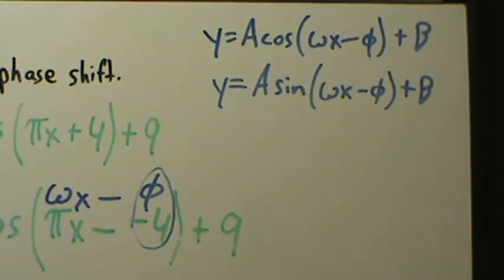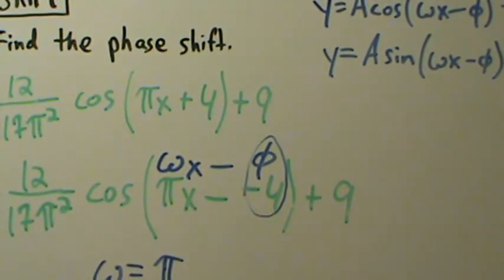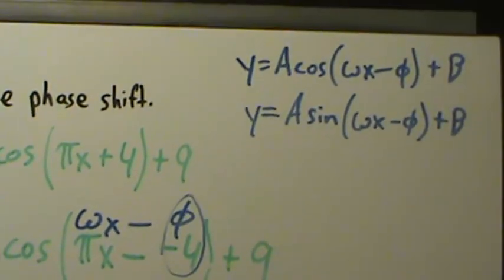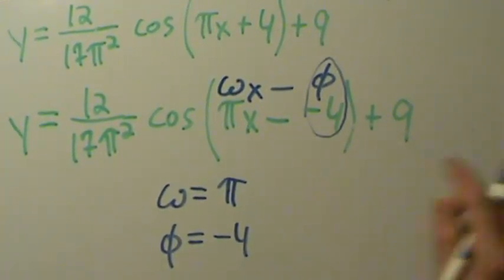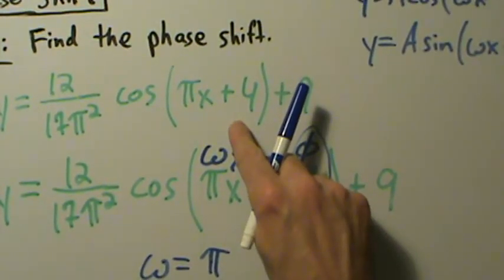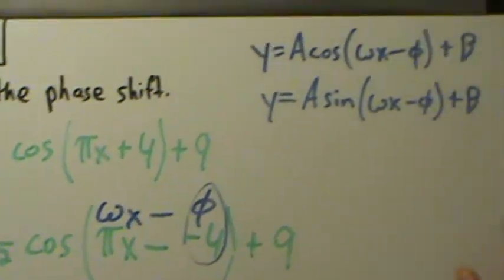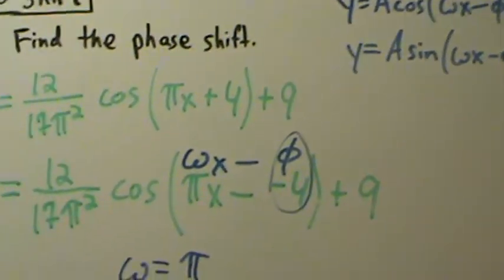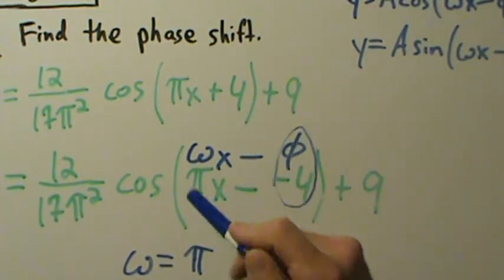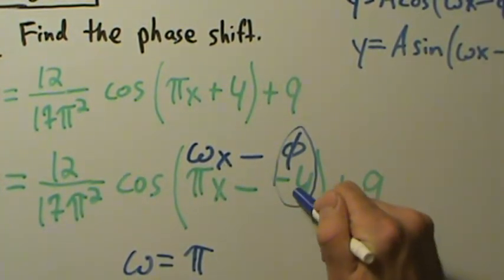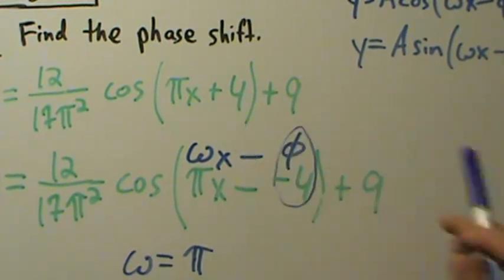So if you remember from your pre-calculus or college algebra days, you might be kind of used to this negative sign being kind of backwards from what you'd expect, being kind of goofy like that. So anyway, phi is negative 4 here, because remember, pi x plus 4, and since in general it's omega x minus phi, we just want to rewrite that with the minus in the middle. So that's going to be pi x minus negative 4, because minus negative 4 means plus 4.